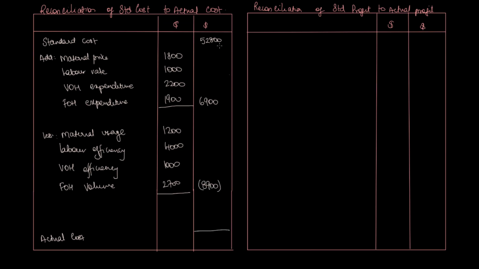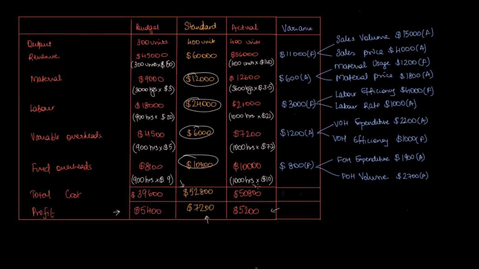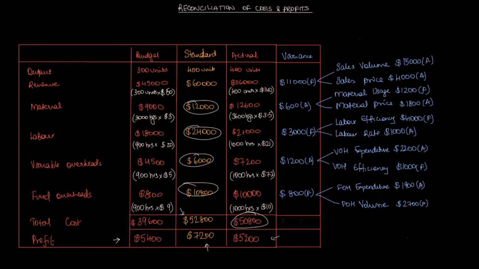Now when you calculate the actual cost, starting with the standard cost, so 52,800 plus 6,900 minus 8,900, we get our actual cost of 50,800, which is equal to the 50,800 that we've calculated here. So what does it mean? It means even if you're not given the actual cost, but you're given the standard cost and you're given the variances, you can arrive at the actual cost by adding and subtracting the variances in a correct manner.